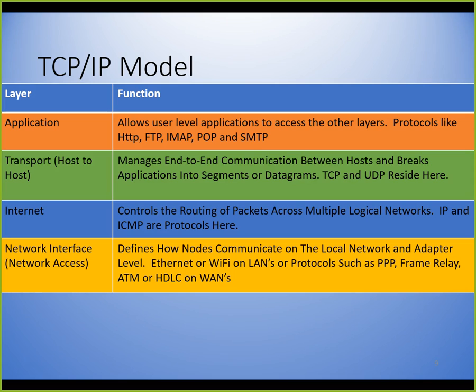The network interface, or the network access layer, is how the nodes on the local network and adapter level communicate with each other. Ethernet, Wi-Fi, on local area networks. Protocols like PPP, point-to-point protocol, frame relay, ATM. And these should all basically be letters to you that, okay, yeah, I got this. Point-to-point protocol and frame relay are encapsulation protocols that allow us to send the data, put it in the package, just like the letter goes in the envelope, put it in the package and get it from one location to the other.